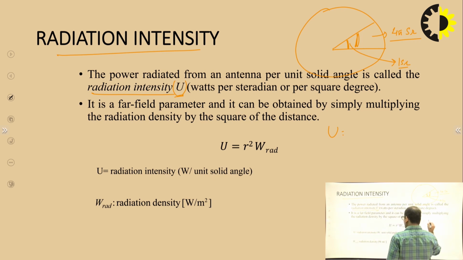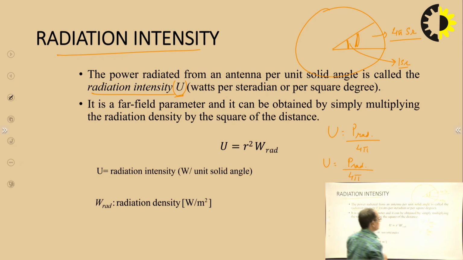This U will be equal to what? Power radiated divided by per unit solid angle, and how many solid angles are there in there? That is 4 pi. So 1 per unit solid angle will be equal to 4 pi. So U equal to power radiated upon 4 pi.